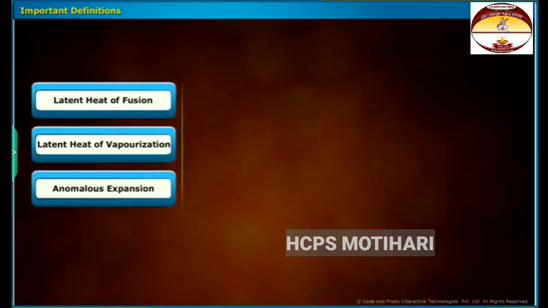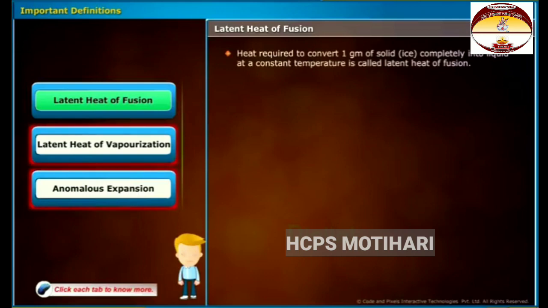Let us know some important definitions. The following tabs give the information about the latent heat of fusion, latent heat of vaporization, and anomalous expansion of water. Heat required to convert 1 gram of solid, that is ice, completely into liquid at a constant temperature is called latent heat of fusion.